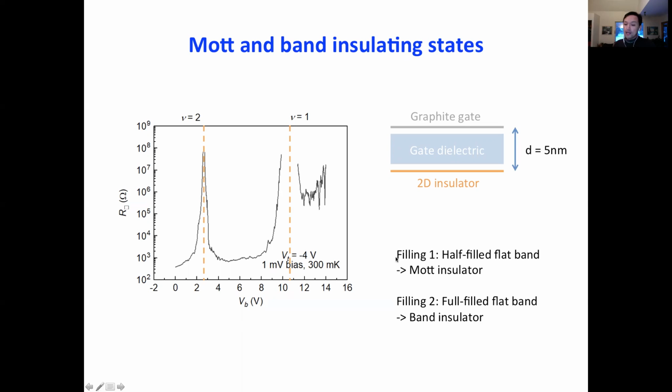Just to make the long story short, the filling factor 1 peak corresponds to a half-filled Moire flat band, so it's a correlated Mott insulating state. Filling factor 2, on the other hand, corresponds to a fully filled Moire flat band. As a result, this is of single particle origin. It's just a simple band insulator, and there's nothing exotic about it.